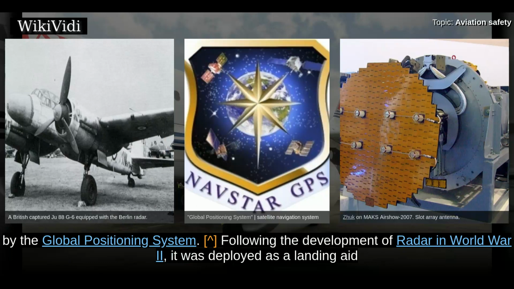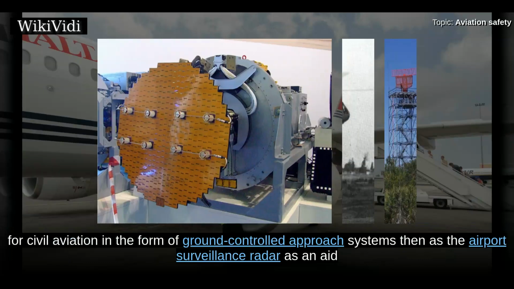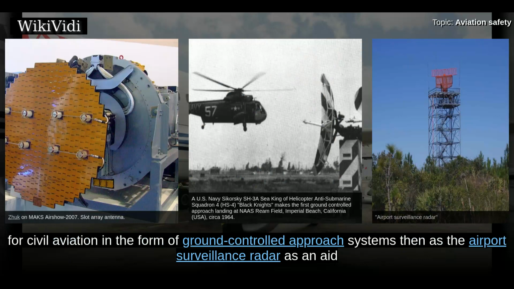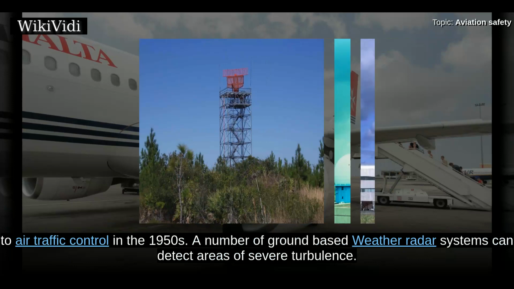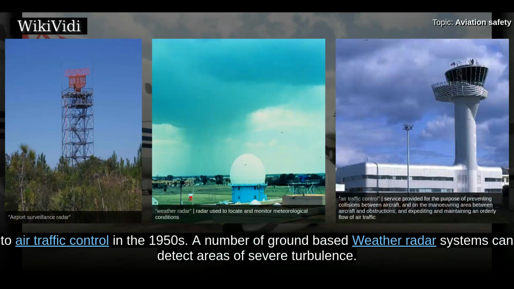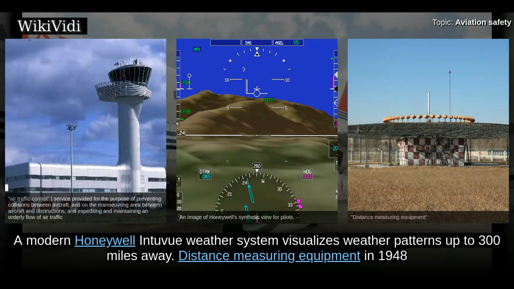Following the development of radar in World War II, it was deployed as a landing aid for civil aviation in the form of ground-controlled approach systems, then as the airport surveillance radar as an aid to air traffic control in the 1950s. A number of ground-based weather radar systems can detect areas of severe turbulence. A modern Honeywell IntuVue weather system visualizes weather patterns up to 300 miles away.